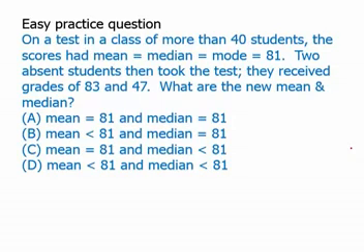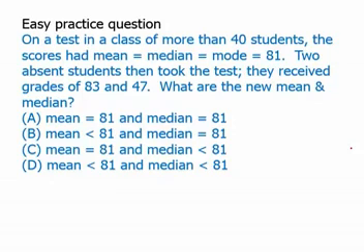So here's a practice question. Pause the video and then we'll talk about this. Okay. On a test in a class of more than 40 students, the scores had mean equal median equal mode equal 81. 2 absent students then took the test, so 42 took it all together. And these 2 students got grades of 83 and 47. What are the new mean and median?